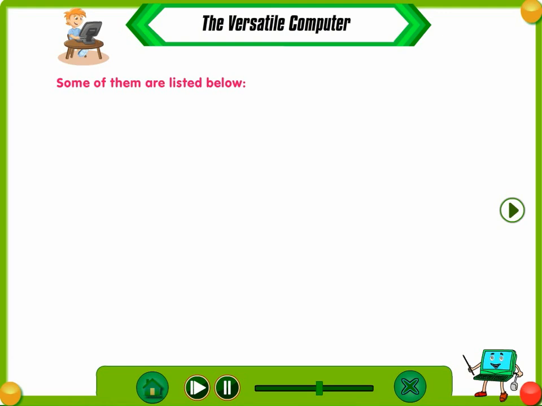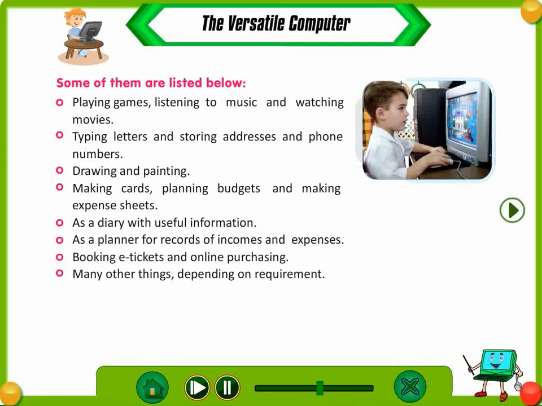Some of them are listed below. Playing games, listening to music and watching movies, typing letters and storing addresses and phone numbers, drawing and painting, making cards, planning budgets and making expense sheets, as a diary with useful information, as a planner for records of incomes and expenses, booking e-tickets and online purchasing, and many other things depending on requirement.